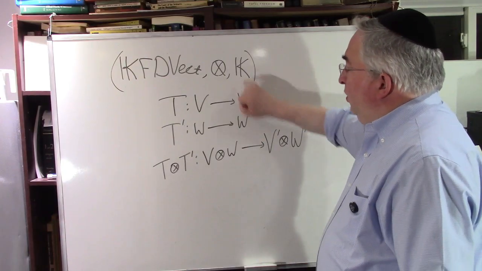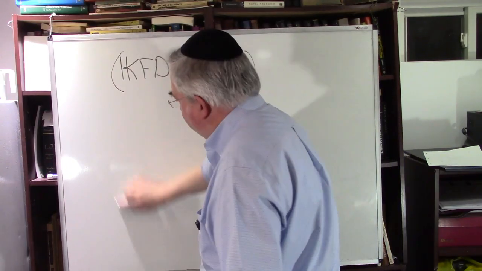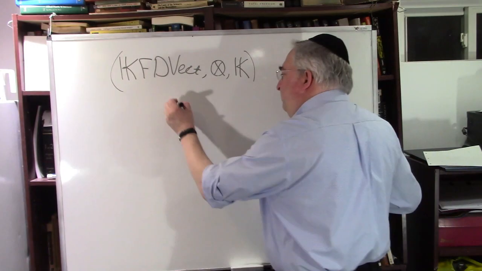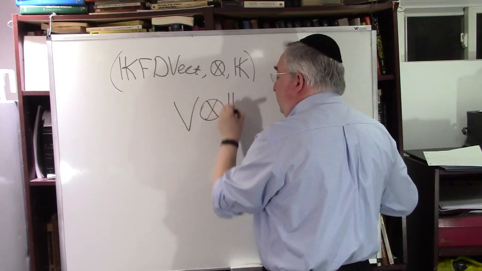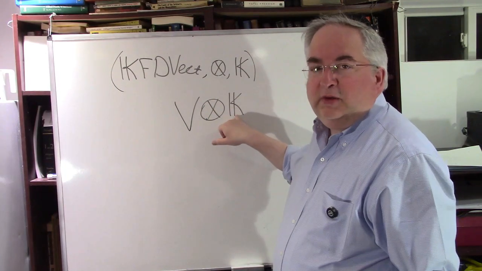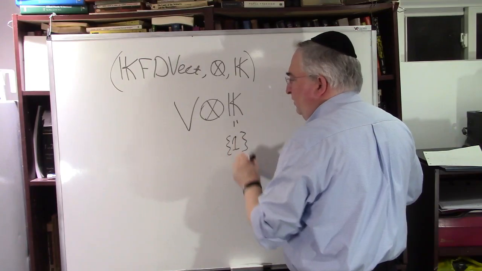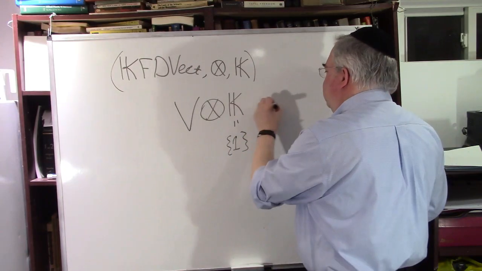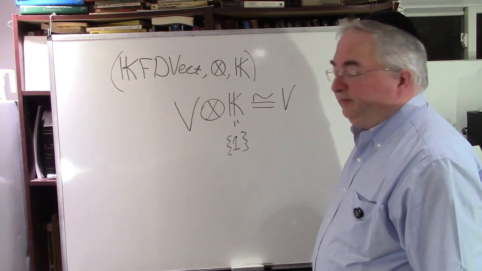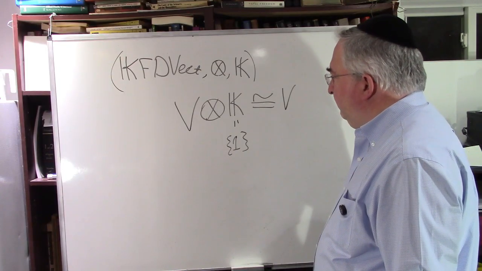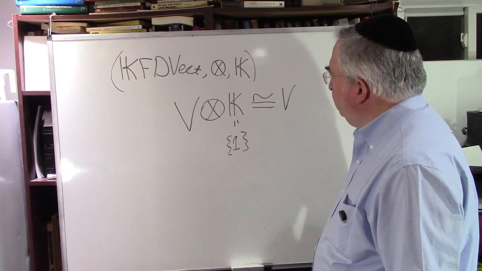What's K? K is the unit. So what does that mean? It means take any finite dimensional K vector space and tensor it with K. By the way, how many basis elements does K have? It has one basis element. And so this is isomorphic to V, which means that K acts very nicely like a unit. Very nice.